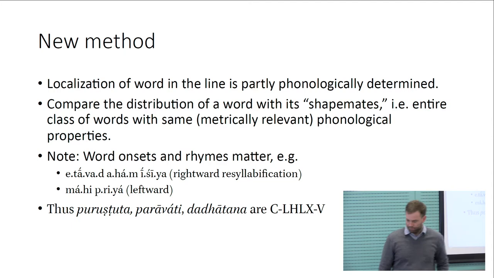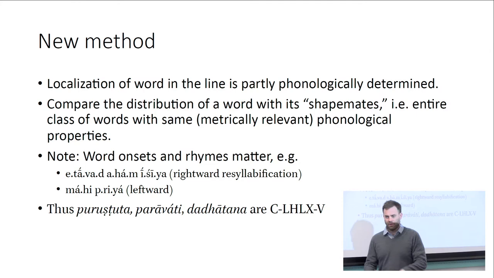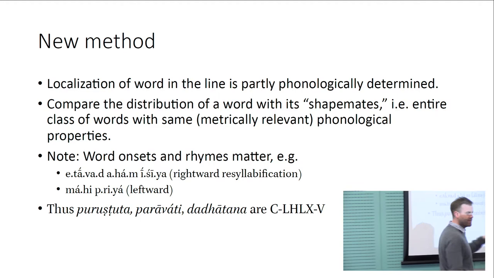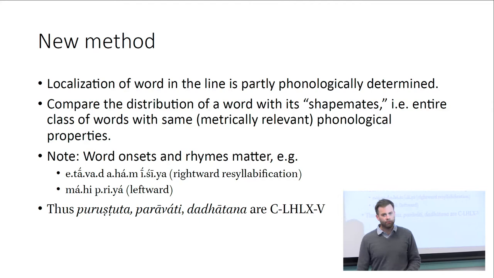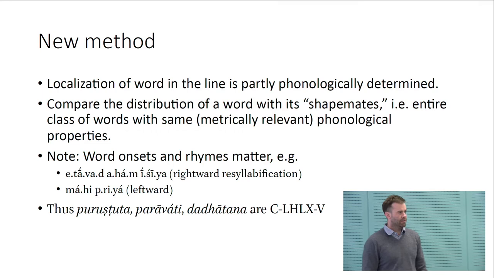And so then here's the way that I'll be representing this. This gives you the weight template of the word, so light, heavy, light, and then the final syllable, its weight typically depends on what follows, and so that's why it's an X here. And this just says it starts in a single consonant and it ends in a short vowel. Common, frequent words that belong to that shape class are purushtuta, much praised, paravati, in the distance, dhatana, y'all put, imperative, and that sort of thing.